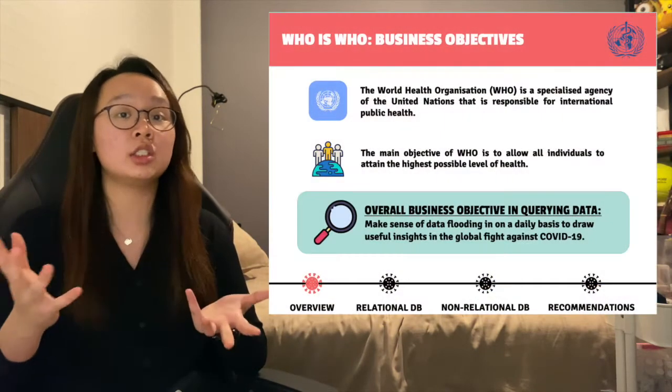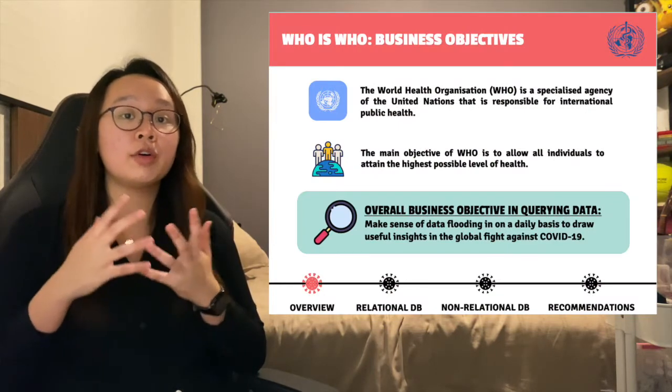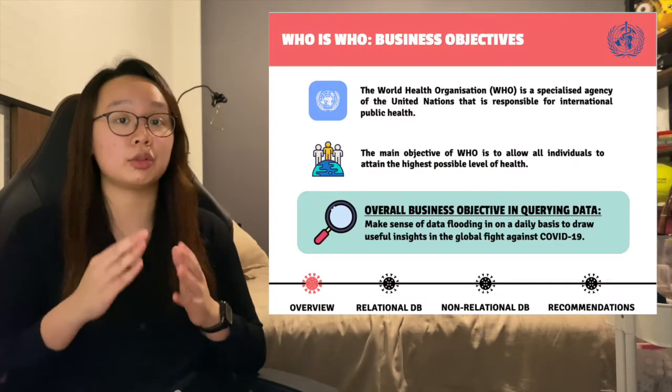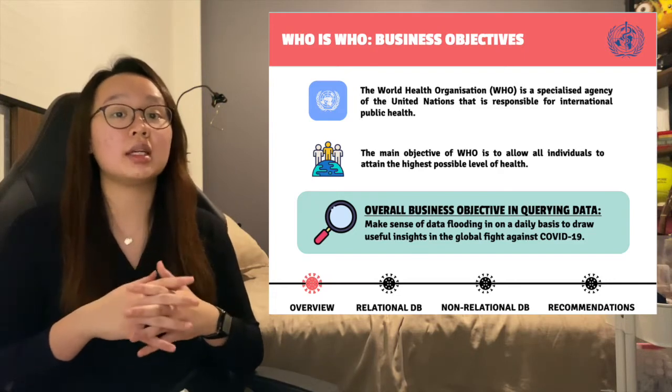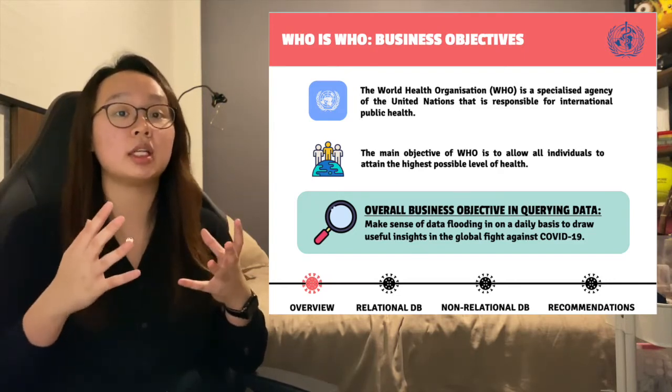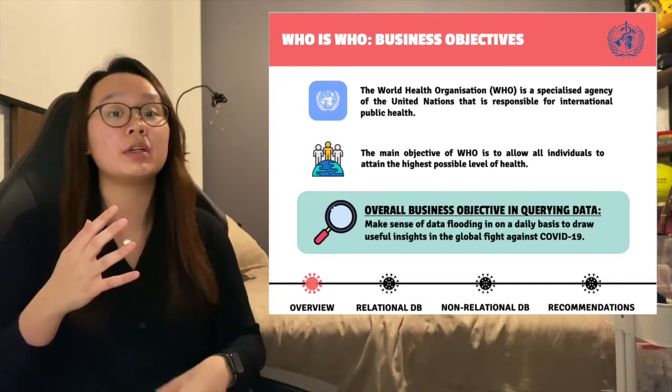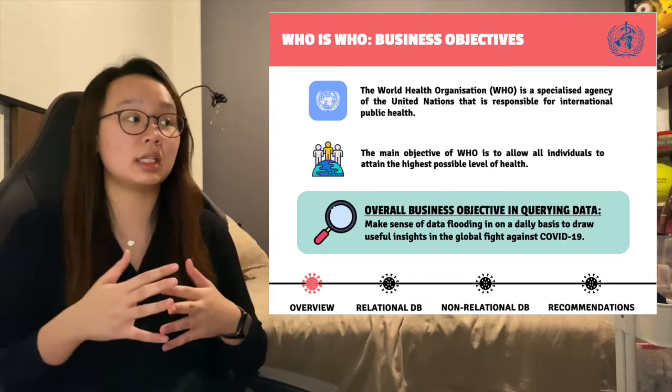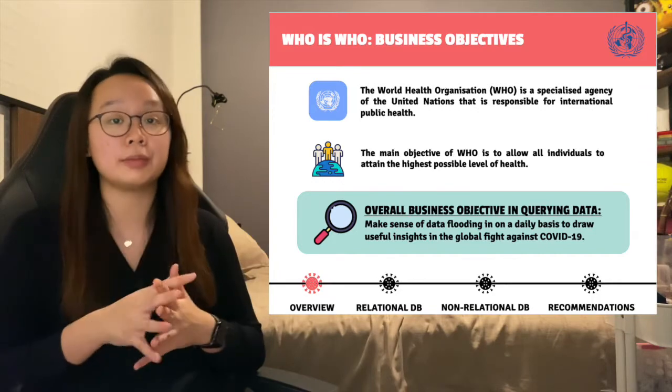However, in order to set a criteria, we definitely need to know what WHO needs, and that can be answered by understanding what WHO aims to achieve. WHO is an agency of the United Nations with an overall goal to ensure that everyone on the planet is healthy. As such, we established that the overall business objective of querying data is that they want to make sense of the data flooding in on a daily basis from various sources in order to draw useful insights in the global fight against COVID-19.